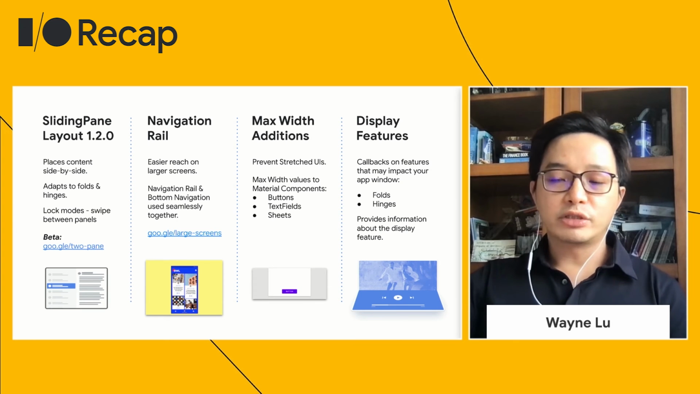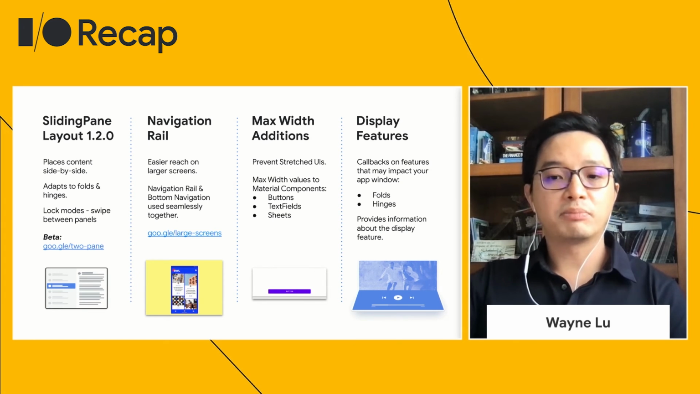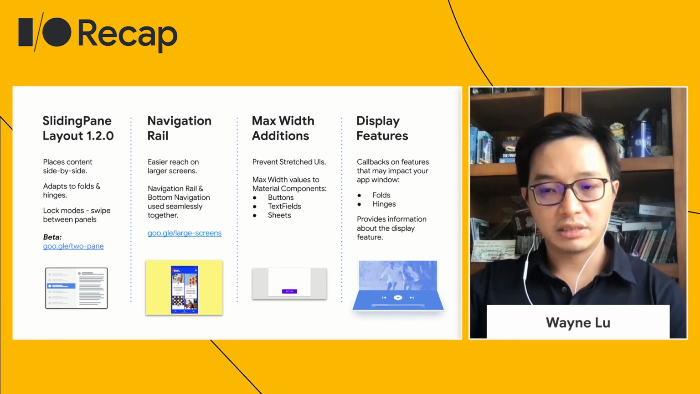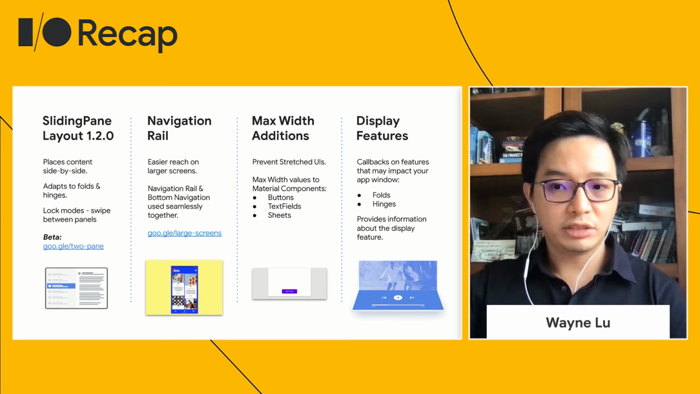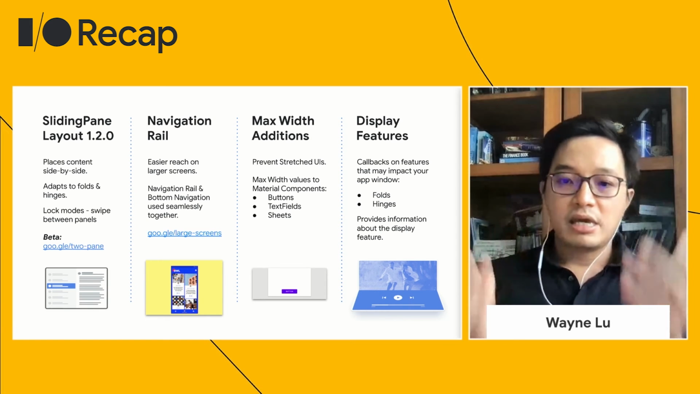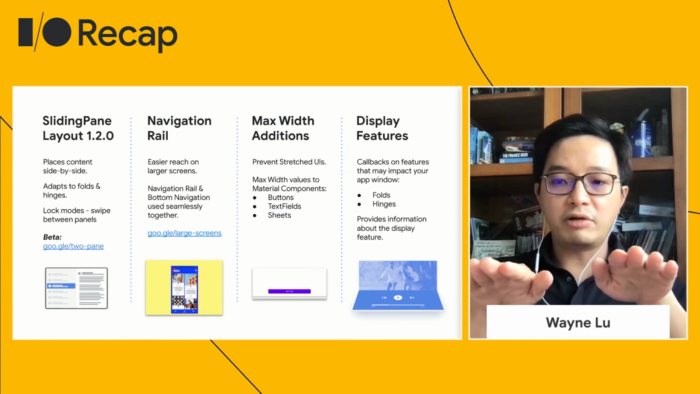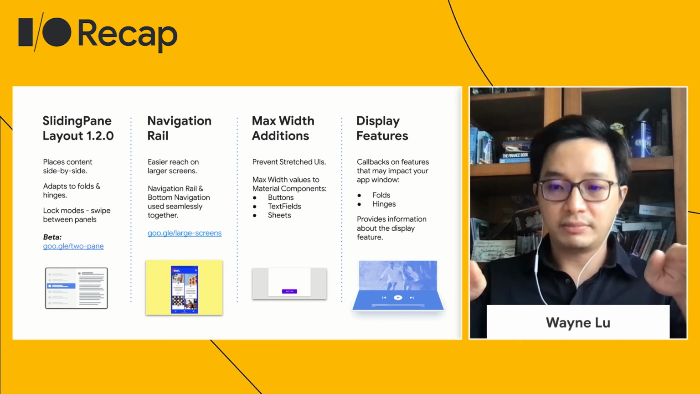You can now also use the Window Manager library to detect and obtain information on display features, such as folds and hinges. Folds are defined as one continuous screen that can bend. Hinges separate two display areas, splitting the screen into half.